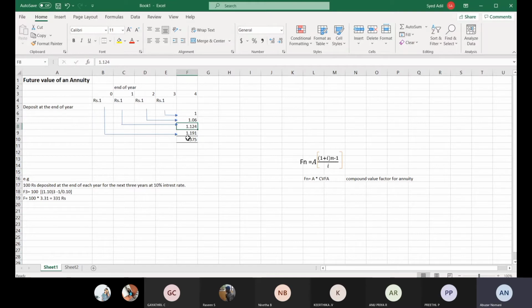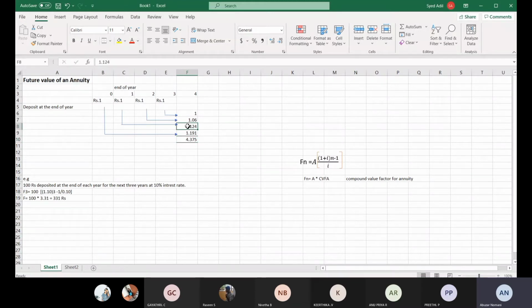So for 2 years, what will be the calculation for this? 1 rupee into 1.06, 1.24, sorry, 1.124. Okay, and similarly for 1 year we can calculate. So the lump sum amount calculation with the help of the future value formula we can compute, and then combine it, it will come 4.375. Okay, understand?